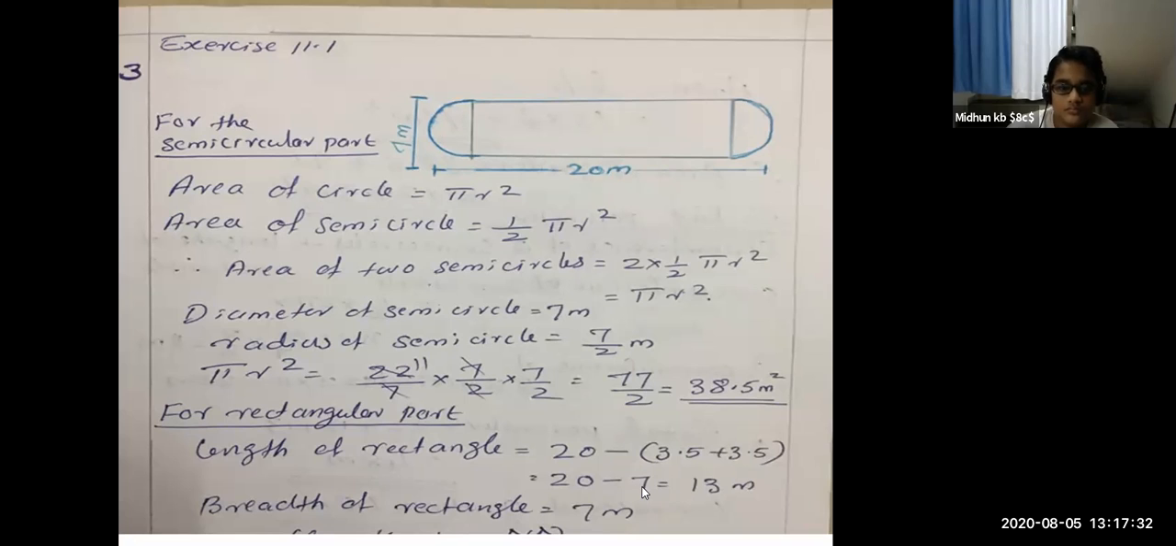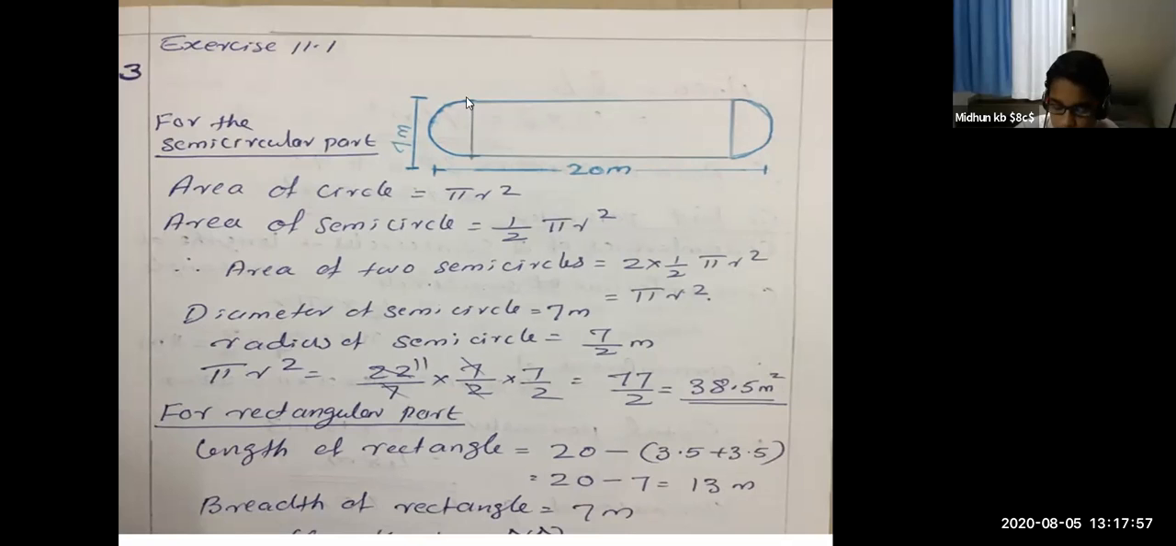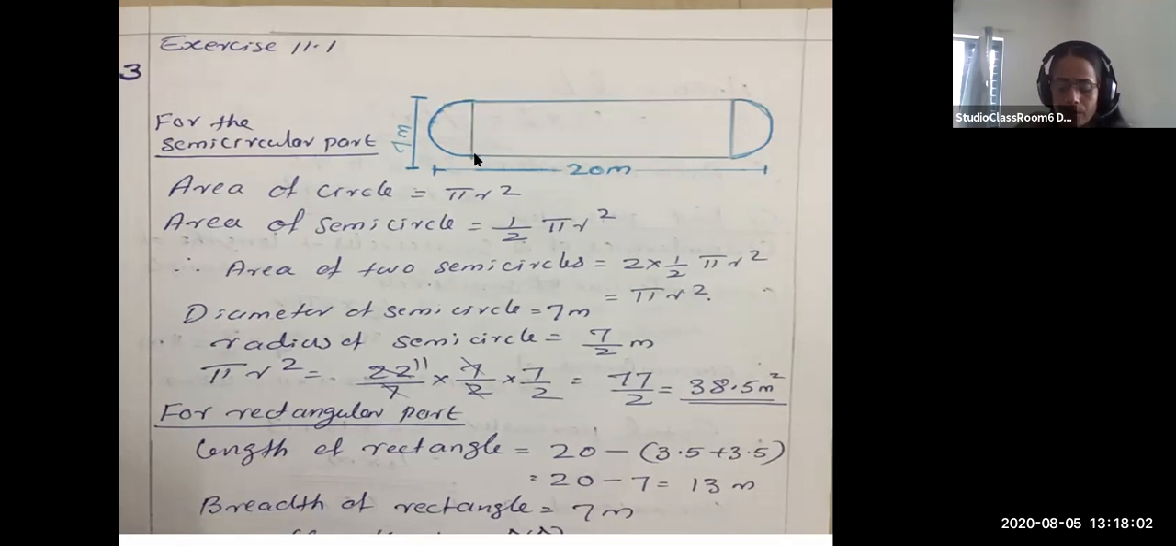So length of the rectangle is equal to 20 minus, in bracket, 2 semicircular parts. Its length means the radius of the semicircle. So 3.5, because the total diameter is 7. So 3.5 plus 3.5 is 7. 20 minus 7 equals 13 meters. And the breadth, what is the breadth? 7 meter.